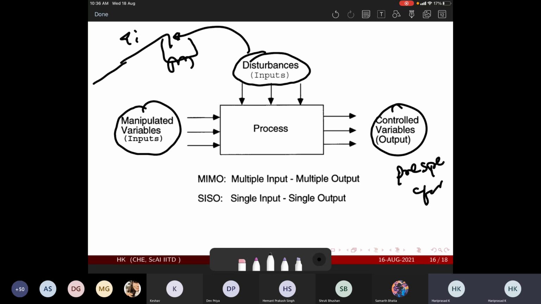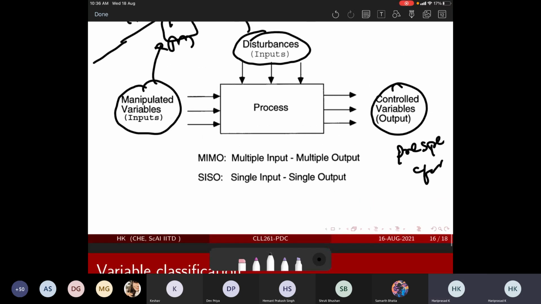But let's say you have a means to control T_i, then it becomes manipulated. So it depends upon the overall characteristics, you will figure out what is manipulated and what is a disturbance. Control variables are already prefixed, so you have very limited hand on that.